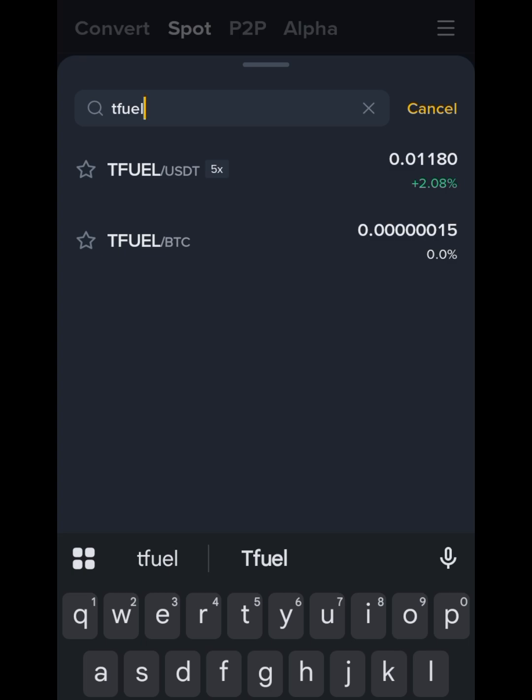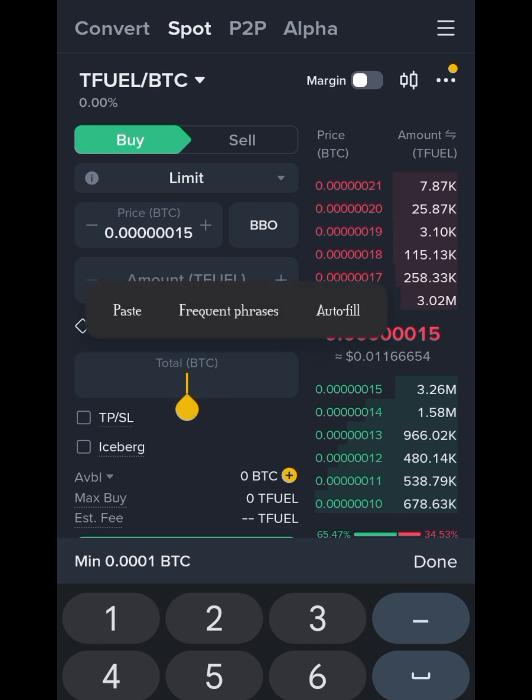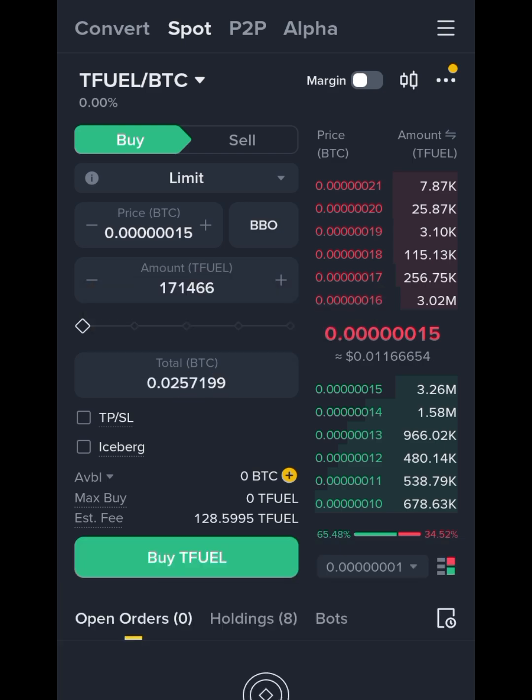Now we are buying with BTC first of all. So let's select TFUEL. We're buying at the price that is currently here on the buy area. We'll be putting in the amount of BTC we have, that's 2k worth, and we get 171k TFUEL. If you put the price here, you just have to wait a little bit for the order to complete, because there are a lot of orders, obviously, as you can see right now.